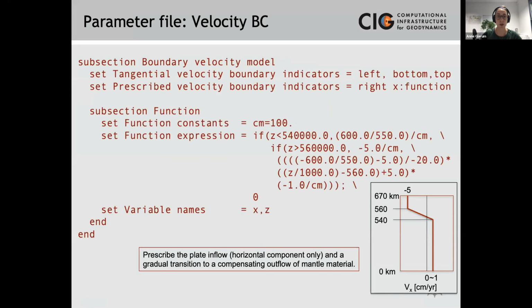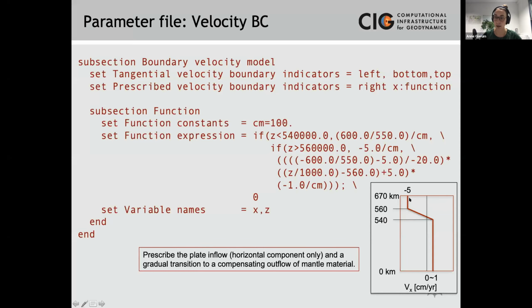The boundary velocity model, this is, of course, very important. So tangential boundary conditions on the left, the bottom, and the top, but then on the right, we prescribe the X component of the velocity. So the Y component is left free.